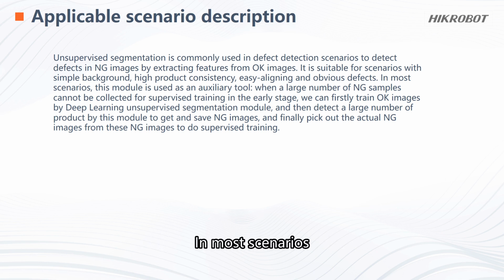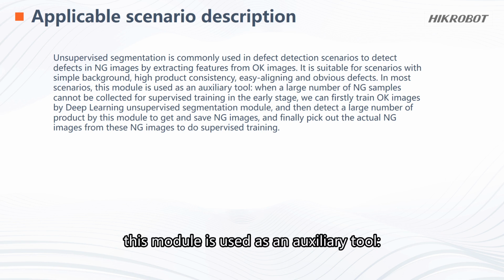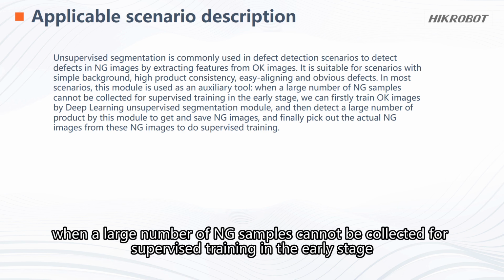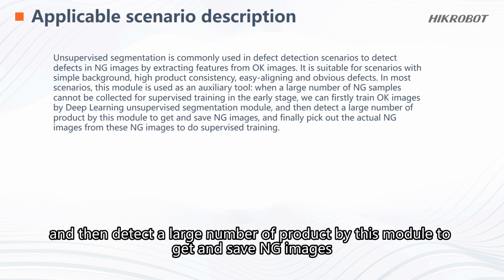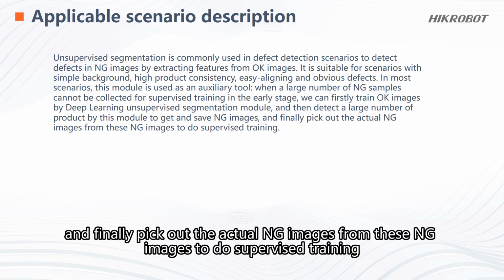In most scenarios, this module is used as an auxiliary tool when a large number of NG samples cannot be collected for supervised training in the early stage. We can firstly train OK images by deep learning unsupervised segmentation module, and then detect a large number of products by this module to get and save NG images, and finally pick out the actual NG images from these NG images to do supervised training.